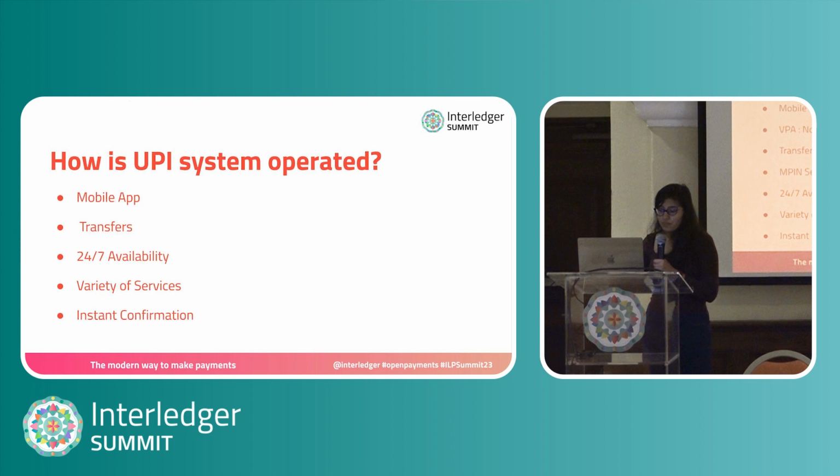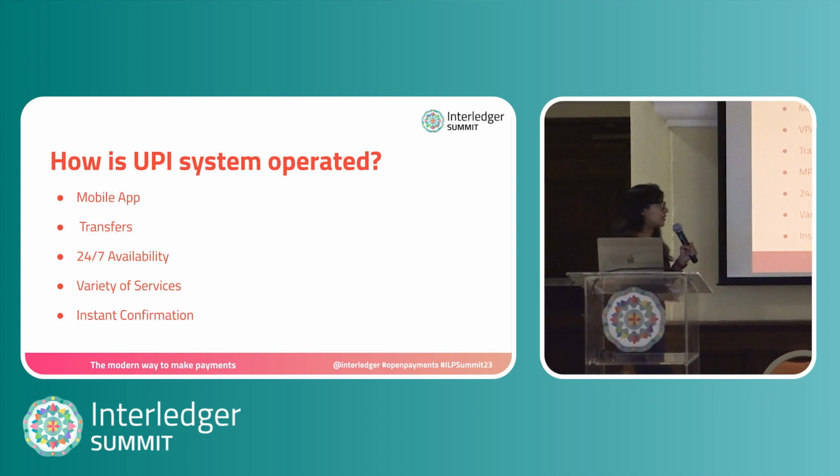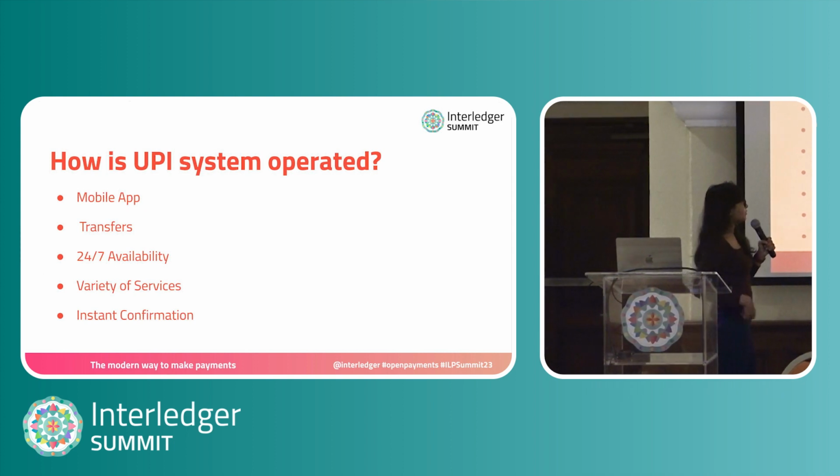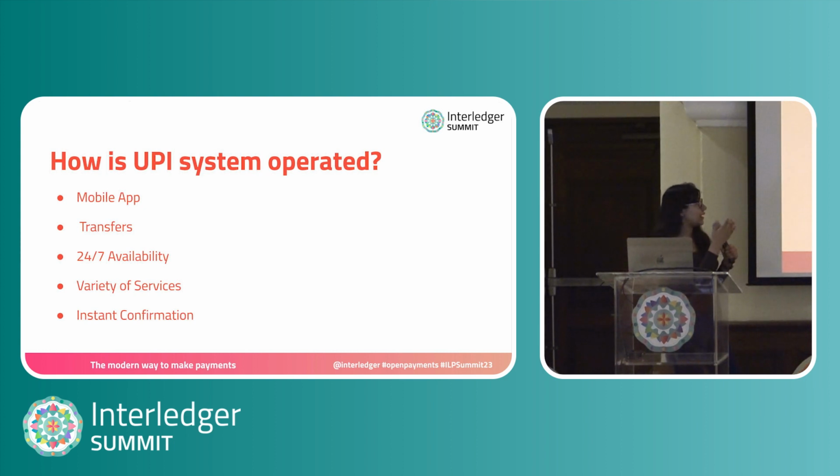Let's see how the UPI system is operated. It's operated using a mobile app, which makes it hassle-free, and then VPA, which is a layer that removes the sensitive information sharing part. It stands for Virtual Payment Address, which is a unique identifier of the payer and the payee.